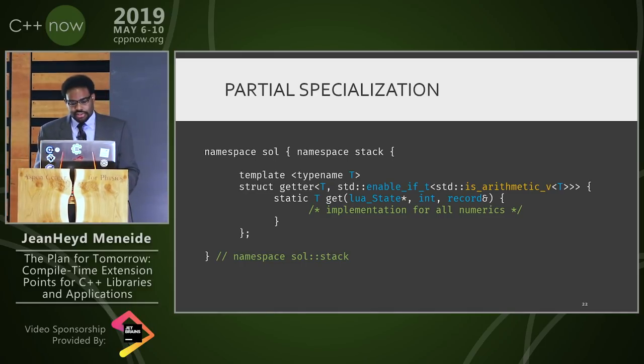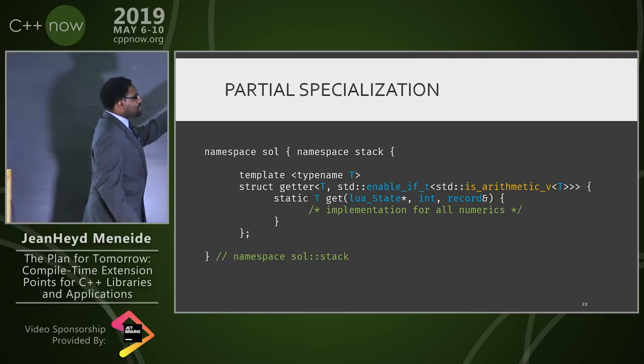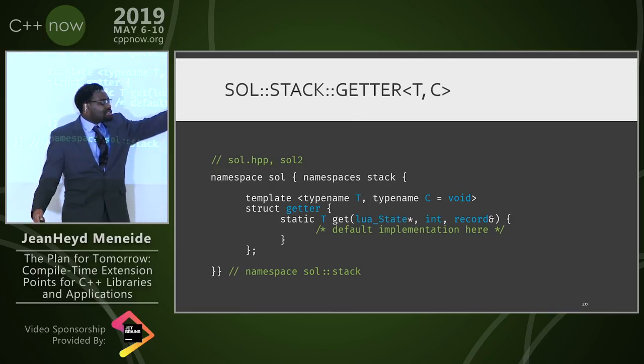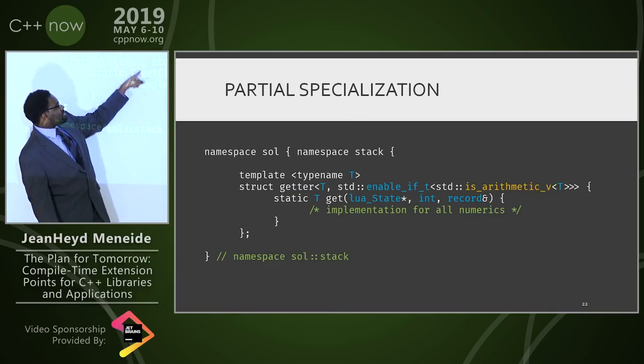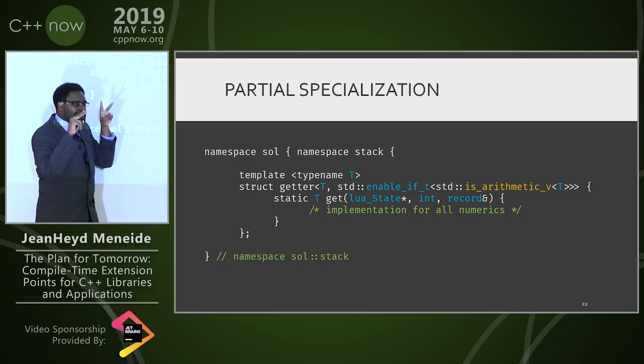Lua itself stores all numbers as doubles, right? So I should just static cast a double and stuff it in Lua, and I can do that for all arithmetic types, right? Because, well, that's what I should do. And so that's what the implementation looks like, right? And so this is where the type name C from here kicks in. So as you can see, we have the struct getter. We're saying that we're taking any arbitrary type name T, right? So technically, right now, it matches everything.